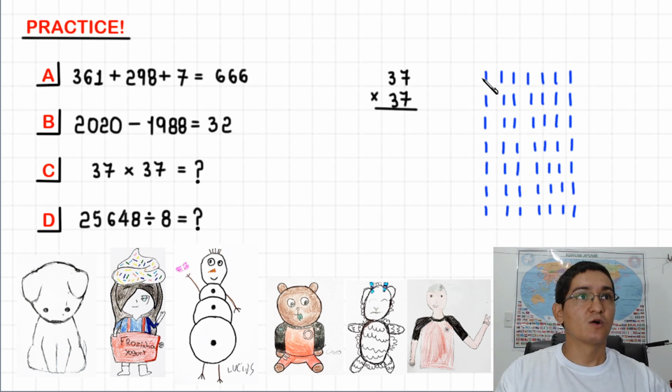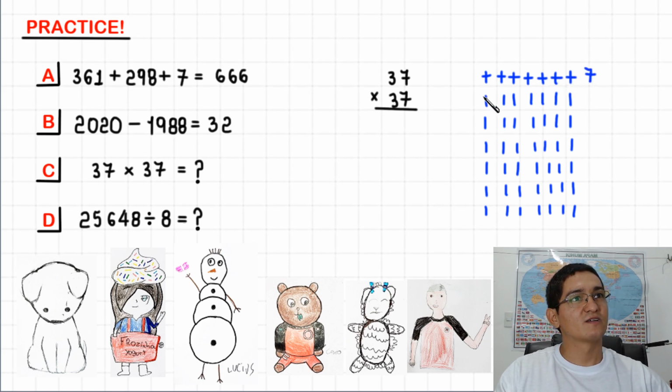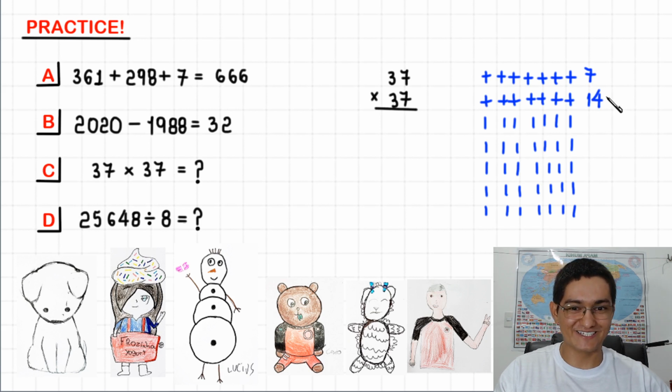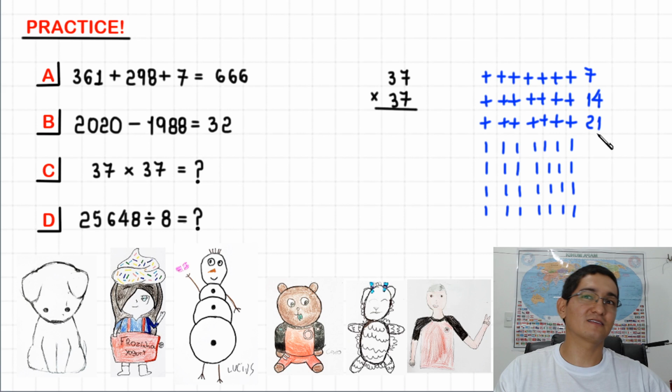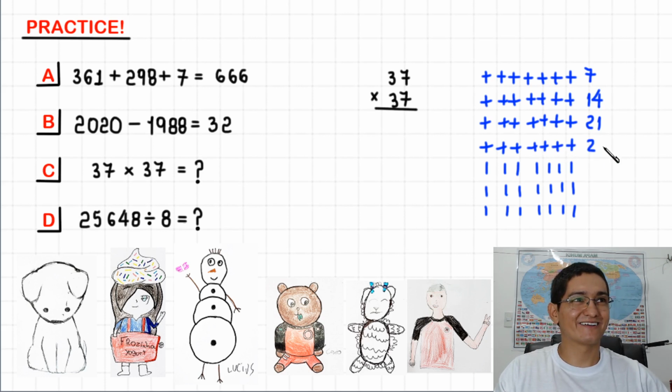Now let's count. 1, 2, 3, 4, 5, 6, 7, 8, 9, 10, 11, 12, 13, 14. Okay, 2 times 7 equals 14. 15, 16, 17, 18, 19, 20, 21. 3 times 7 equals 21. 22, 23, 24, 25, 26, 27, 28. Okay, that's what we have here. 4 times 7 equals 28. 29, 30, 31, 32, 33, 34, 35.